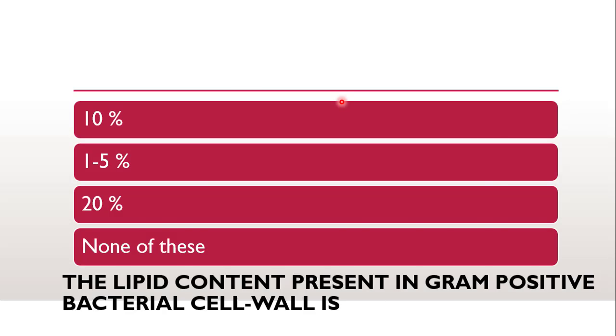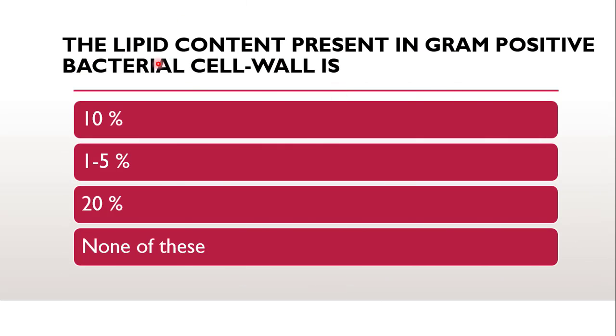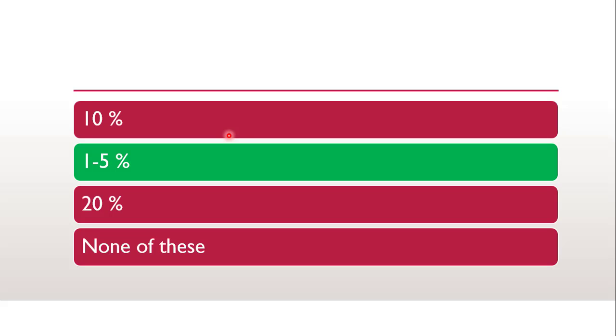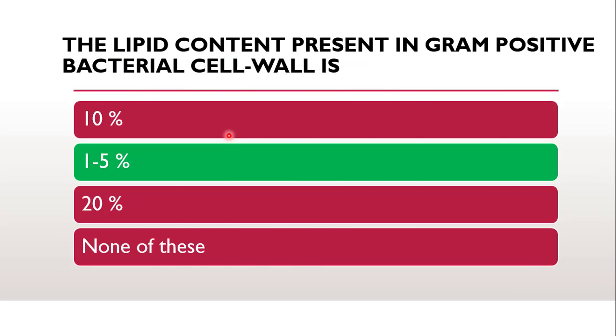Next question says, the lipid content present in the gram positive bacterial cell wall is, whether it is 10%, 1 to 5%, 20%, or none of these. The correct answer is, it is 1 to 5%. The lipid content present in gram positive bacterial cell wall is 1 to 5%.